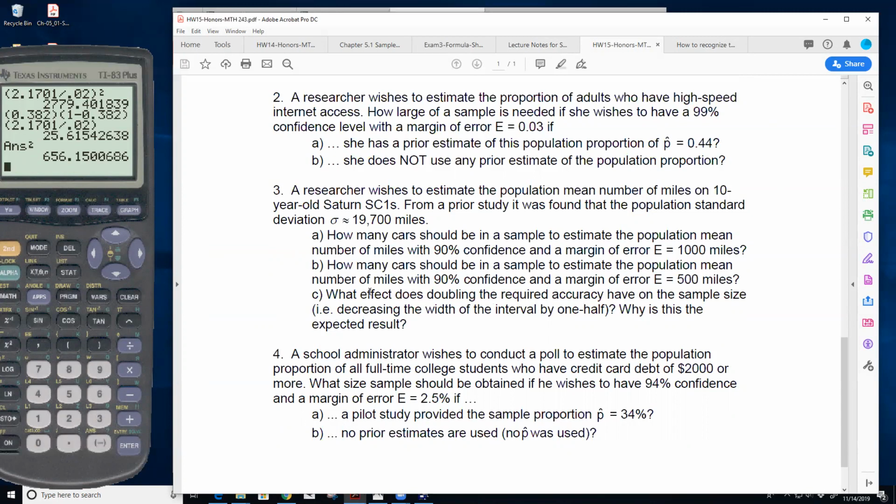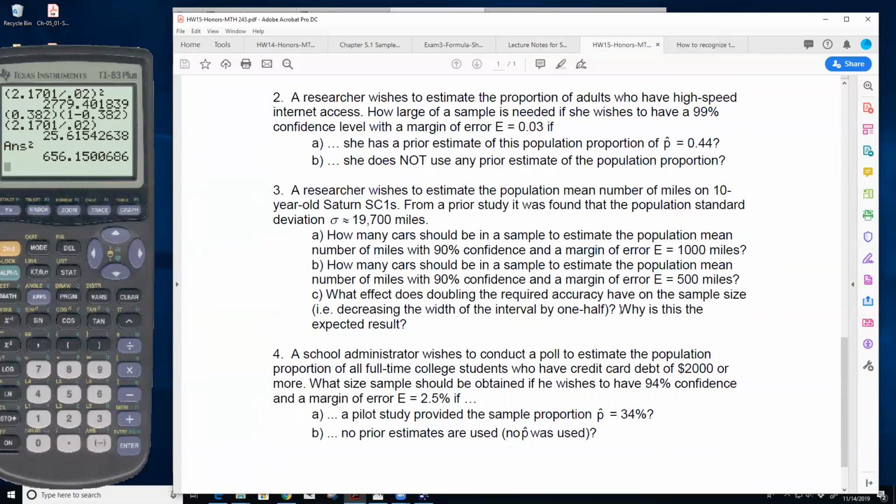And so then they ask, now what effect does doubling the required accuracy have? Now, doubling required accuracy means you're cutting the margin of error in half. You're shrinking the interval by a half. Now, how much bigger a sample size do you need? What's the ratio? Well, no problem. Just compare your answers to these two questions. Compare those two sample sizes, and that'll tell you.